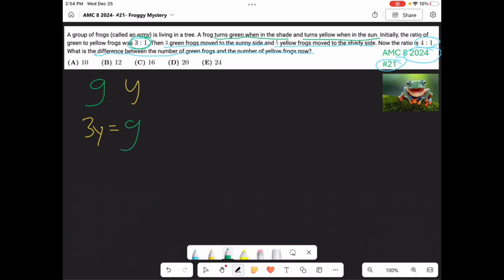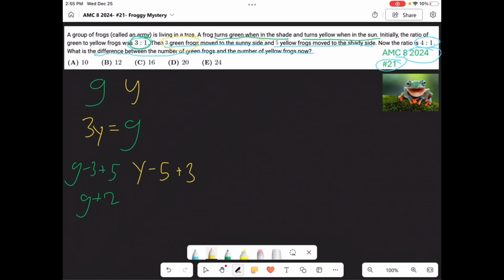But then what happened to this ratio? Well, the 3 green frogs moved to the sunny side, which means the green side lost 3, but 5 yellow frogs moved to their side, which means they also gained 5. So the thing that happened to green frogs is g plus 2. They got 2 frogs. Then yellow, originally, 5 of their frogs moved to the shady side, so they lost 5, but then they gained 3 that came from the shady side, the green frogs. So this means y minus 2.